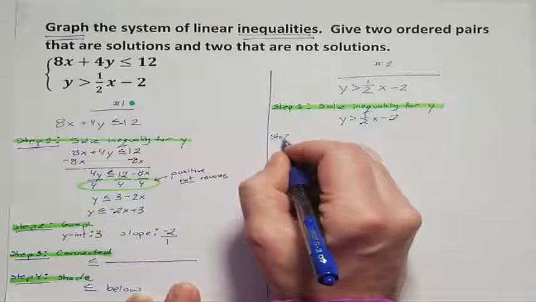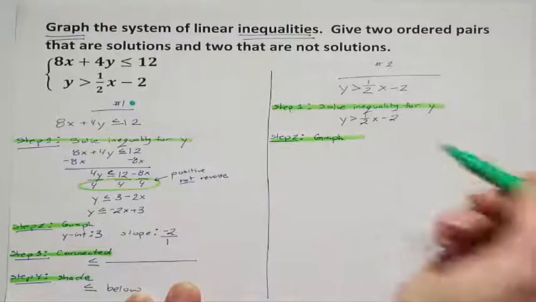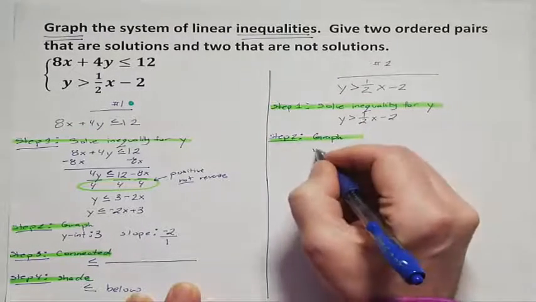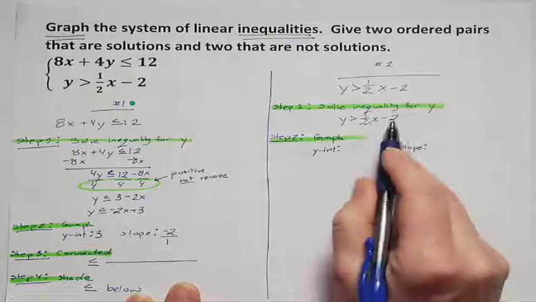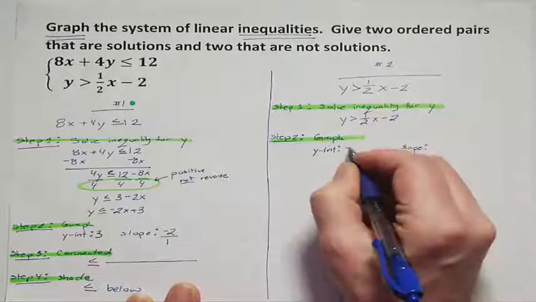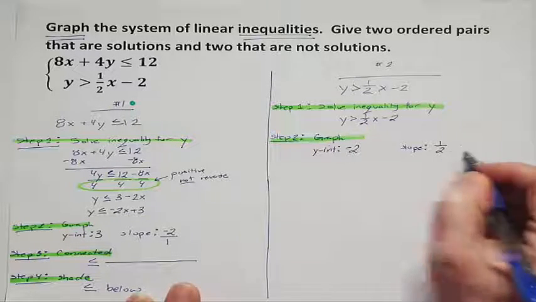So step 2 is to figure out the necessary information that we would need to be able to graph it, which would have been the y-intercept and the slope. My y-intercept is the lonely number without any letter. My y-intercept is a negative 2. My slope is the number stuck to x, so my slope is a positive 1/2.